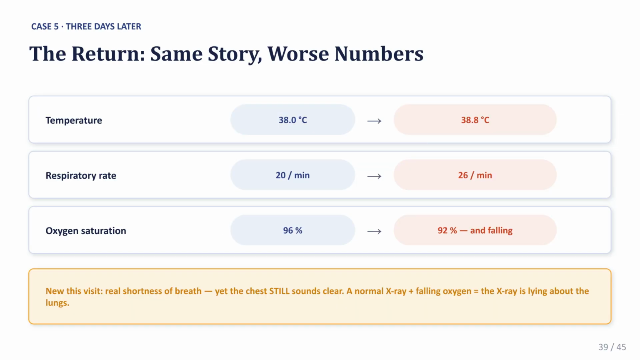3 days later, her oxygen saturation is falling, yet her chest remains silent. This is the crucial takeaway. A normal chest X-ray plus falling oxygen means the X-ray is lying about the lungs. There is an unseen process affecting gas exchange. In an immunosuppressed patient, you must look beyond the plain film.